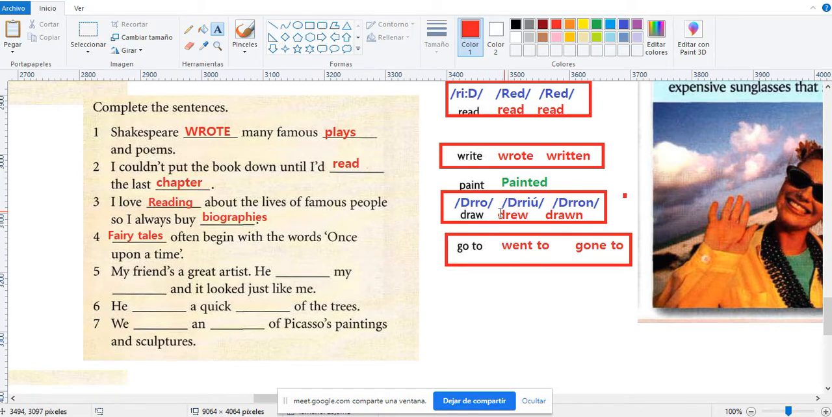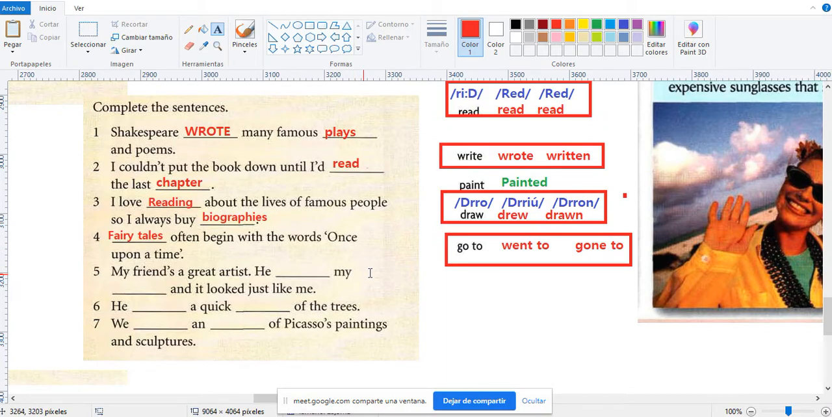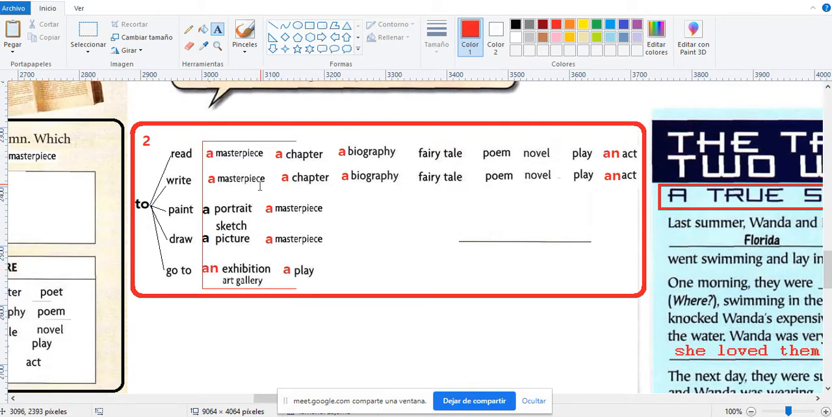¿Qué hizo él? Él, mi... mi amigo es un gran artista. My friend's a great artist. He, algo en pasado hizo. ¿Qué hizo? Él, a mí, una cosa, and it looked just like me. Y lucía justo como yo. ¿Qué entonces hizo? Él dibujó, él escribió, él pintó, leyó mi masterpiece, pintó a picture, a sketch, a portrait.